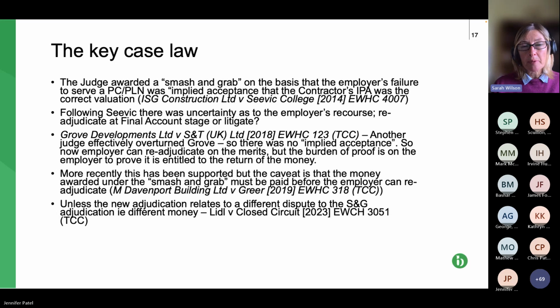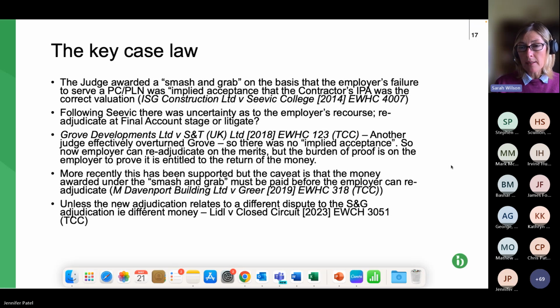The penultimate bullet point, the M. Davenport and Greer case, goes on to say that, yes, we support smash and grab adjudication, and the money has to be paid, but once the money has been paid, the paying party can then do their counter adjudication to try and claw that money back, but only once they've paid.